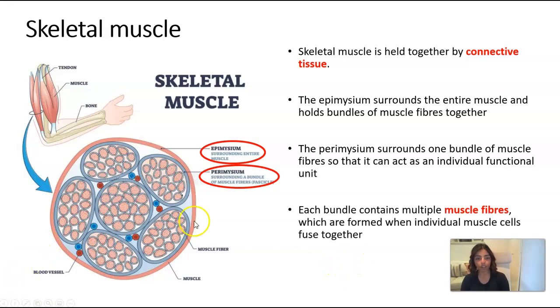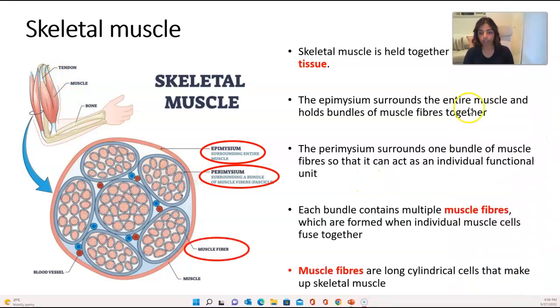Next, we're going to be looking at the muscle bundles itself. Now within each bundle, so here in this diagram we have 1, 2, 3, 4, 5, 6 bundles, and within each bundle, so this is one bundle here, we have individual muscle fibers. So you can see all of these things here are the muscle fibers. Now when muscle cells fused together, we get these really long fibers that will run the length of that muscle.